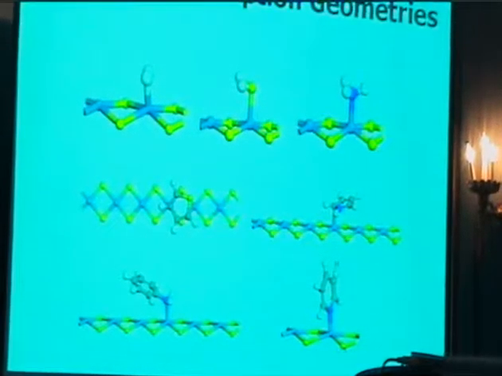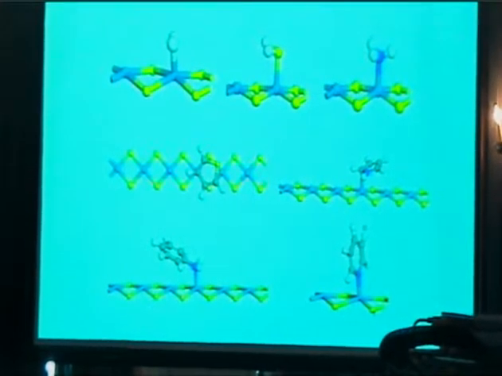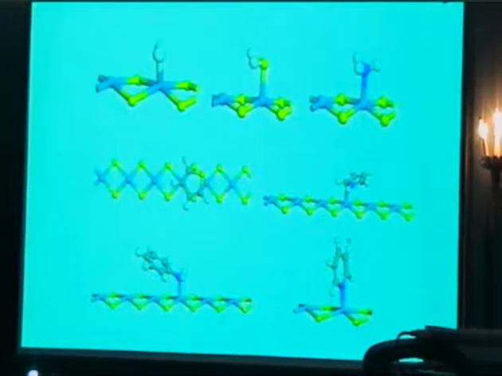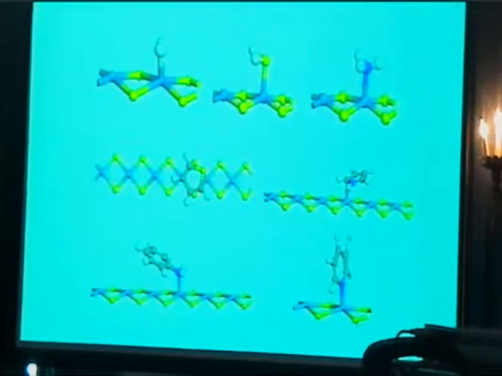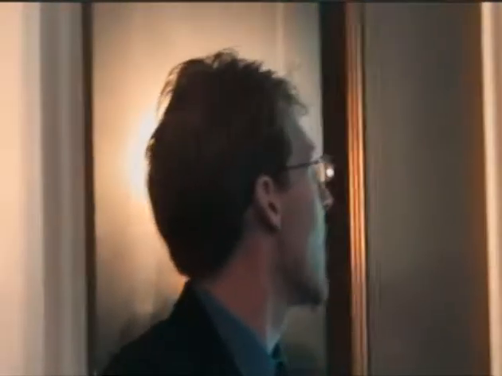Now what I've shown here is just a summary of the most stable adsorption geometries. How did we arrive at these adsorption geometries? Well, I'll just show you a couple of slides to illustrate this process. Initially, what we have to do is test a variety of initial geometries, let DFT do its thing, so to speak, and figure out what the most stable geometry is.